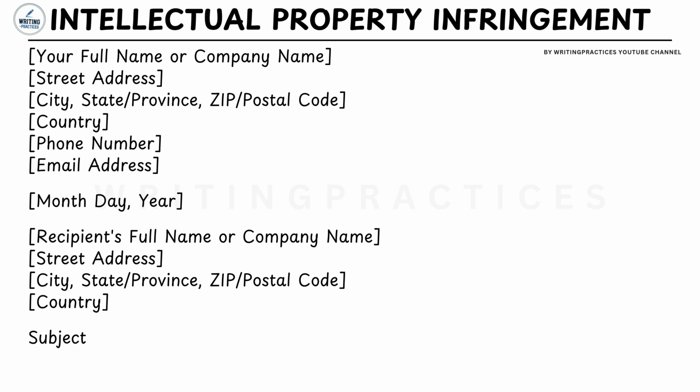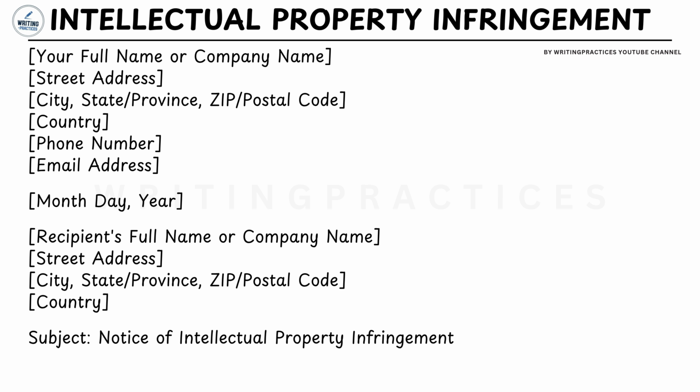Subject line. Now write a clear subject line. For example, subject: Notice of Intellectual Property Infringement. The subject immediately informs the recipient of the purpose of your letter. Using a direct and professional subject line helps ensure the matter receives appropriate attention without creating unnecessary confusion.